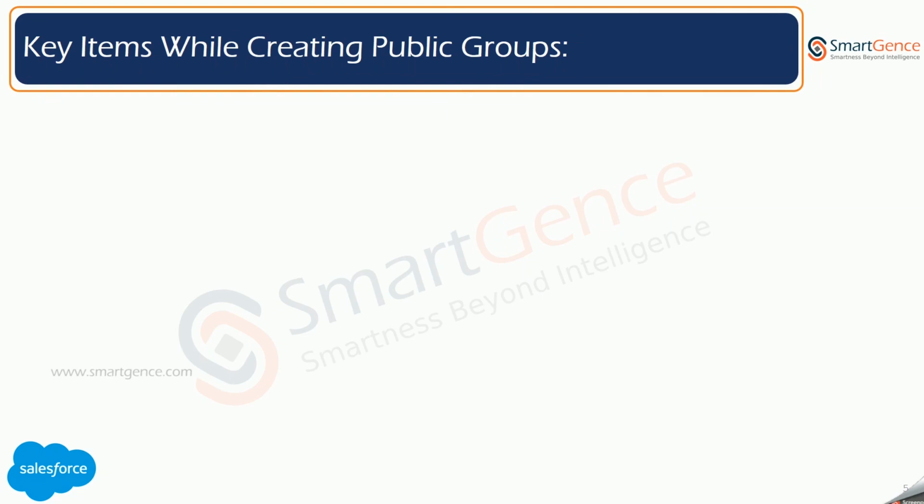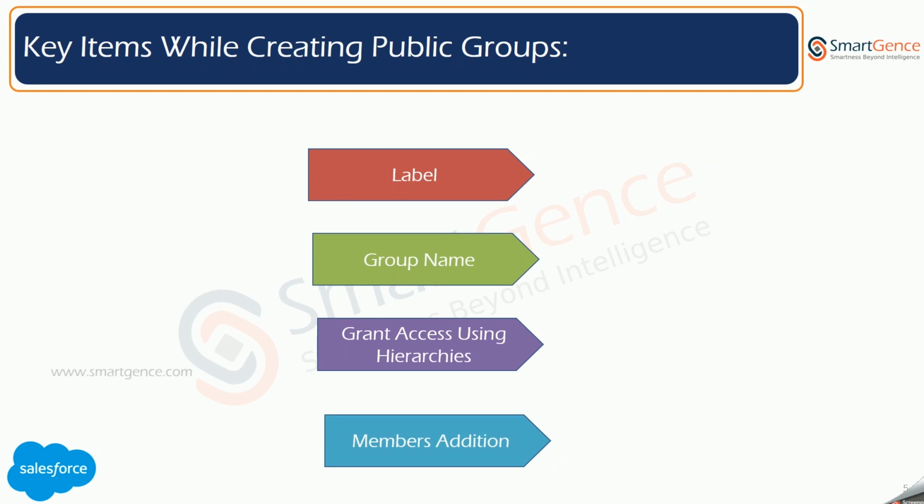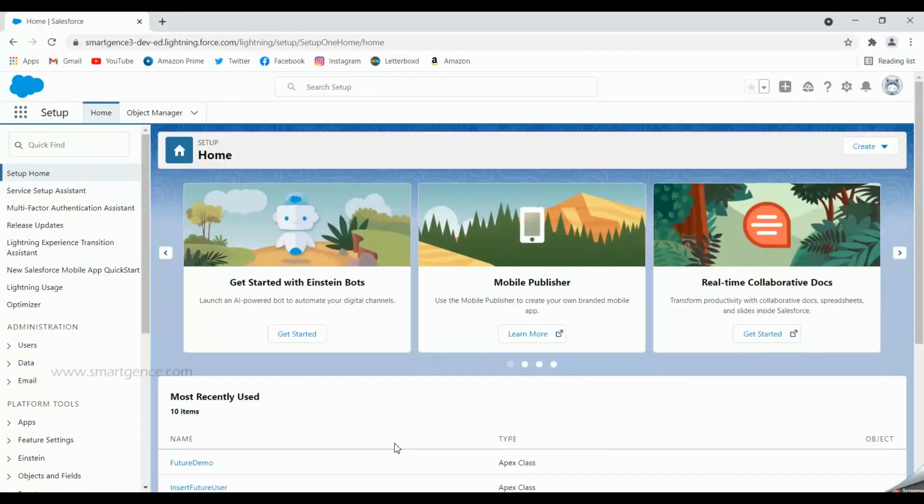There are a few key items while creating a public group. Firstly, we need to provide the public group name. Then the group name would be the API name. And we have this small checkbox called Grant Access Using Hierarchies. When this checkbox is checked, the records shared with these public groups would automatically be shared with their higher officials, that means the users above them in the hierarchy. And we need to add the members to that public group. Okay, now for a demo session, let's try creating a public group and share a list view using that public group.